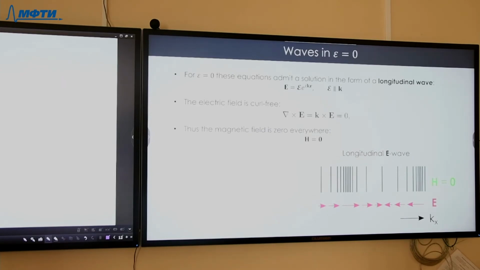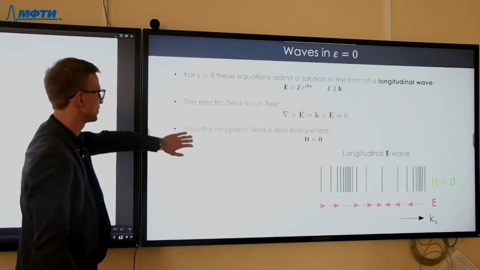Some resonance, for example, a Lorentz resonance. Then there's going to be a frequency where the real part of permittivity crosses 0. Or a metal. Then at the plasma frequency, you're going to have epsilon equals 0. Well, there's going to be also a small imaginary part, but as long as the permittivity is very, very close to 0, then you're going to have some solution that is very, very similar to a longitudinal wave.